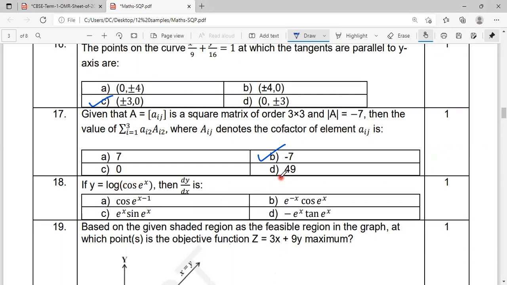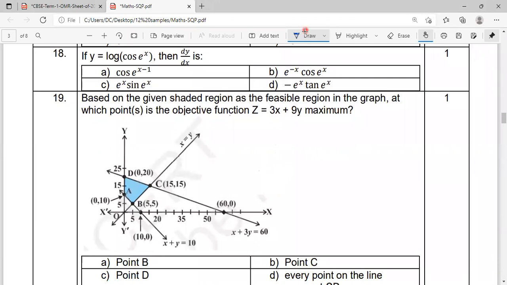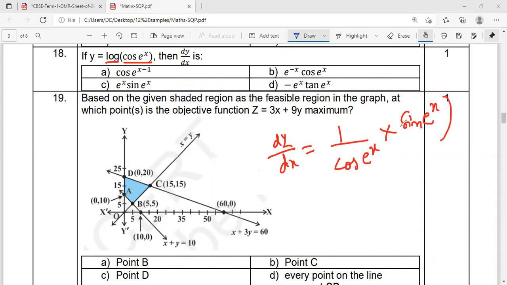Let's see question number 18. Again, a simple question. y equals log cosec e to the power x. So what is dy by dx? Of course, this is a log function, so the derivative of log is 1 by the function, whatever it is, cosec e to the power x, into the derivative of cosec e to the power x.